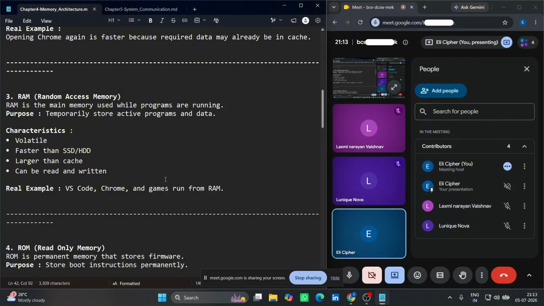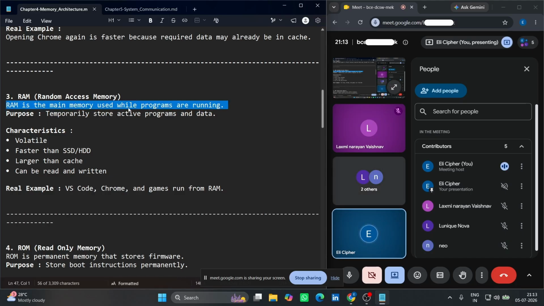Yes. So now we are moving to our third kind of memory, which is RAM, random access memory. We all have studied about that. RAM is the main memory used while programs are running, right? Whenever we run a program, to handle it fast, RAM comes into the game, right?